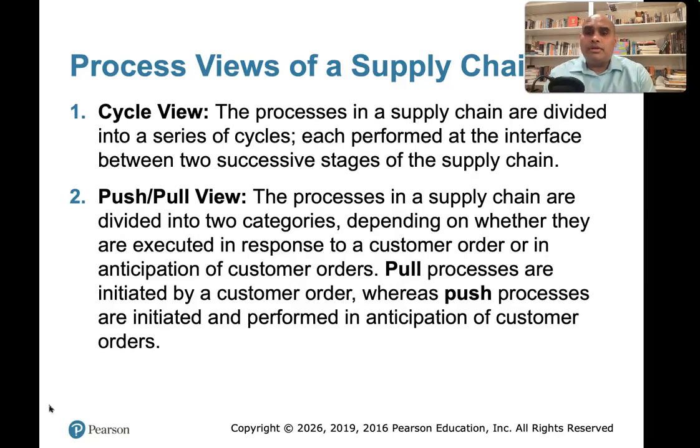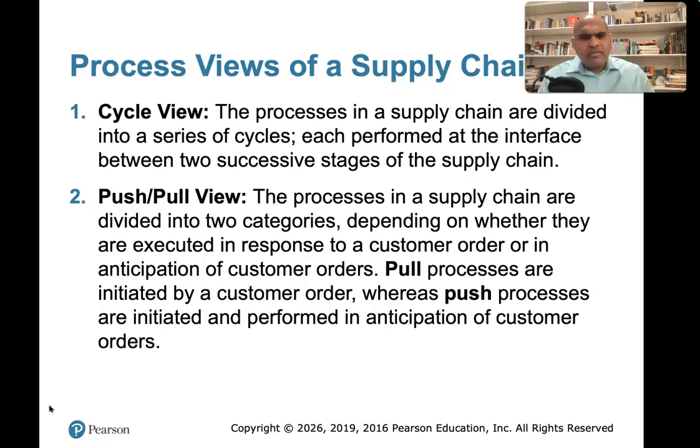The two ways of viewing a supply chain are the cycle view and the push-pull view. And each of these methods of viewing the supply chain is useful. Now, in the future, whenever I talk about stages in a supply chain, remember that one stage can be a single company, or multiple stages within a supply chain could be within the same company. So whenever I talk about stages in a supply chain, you could think of them as companies, but they might also be multiple stages within the same company.